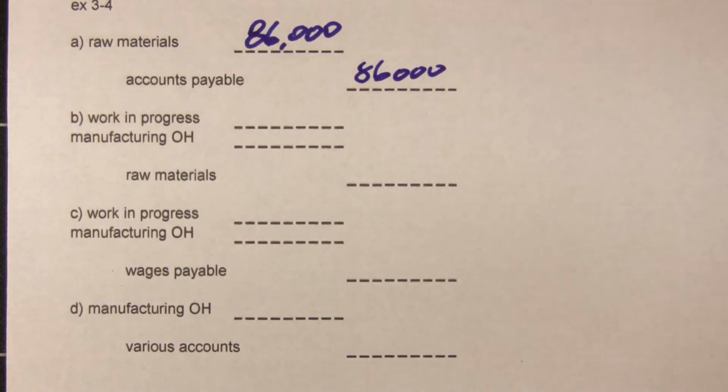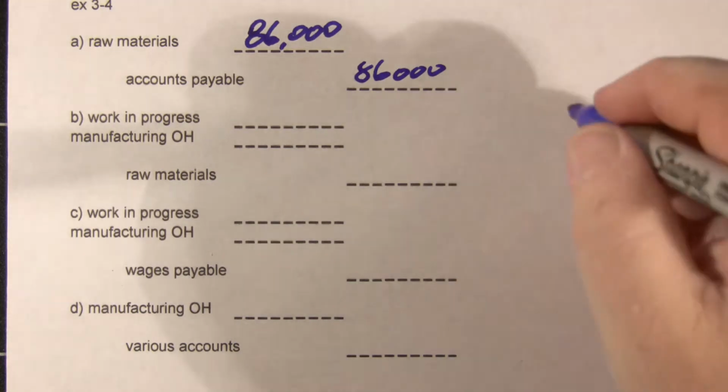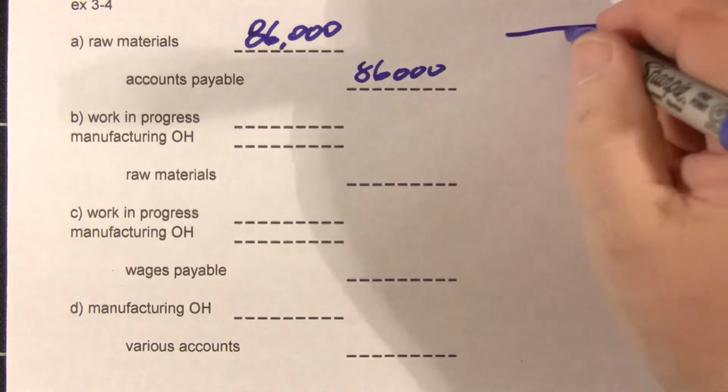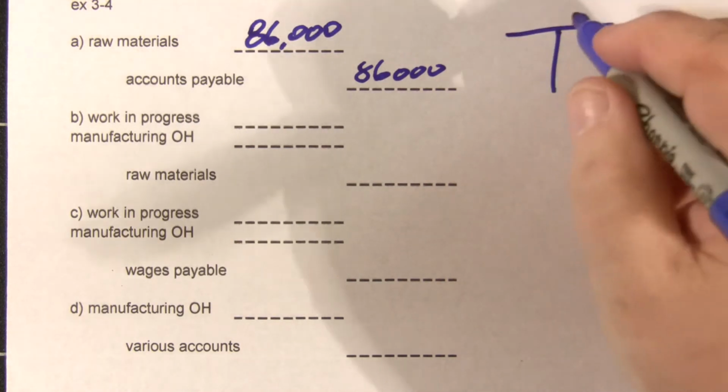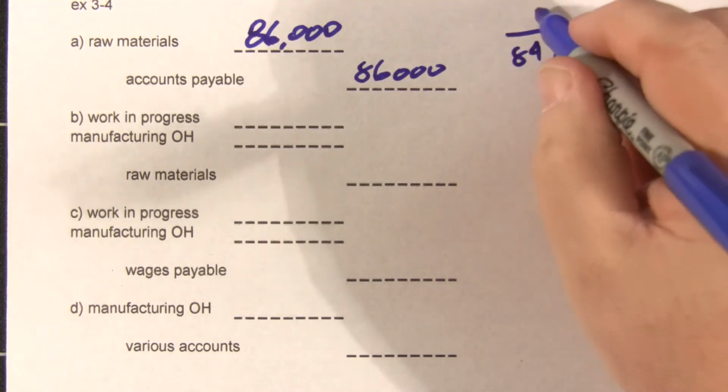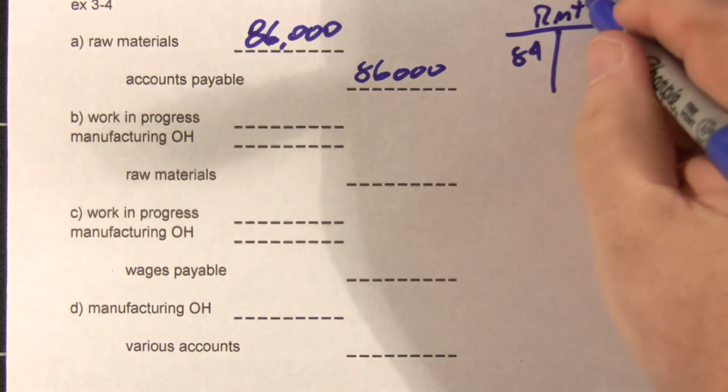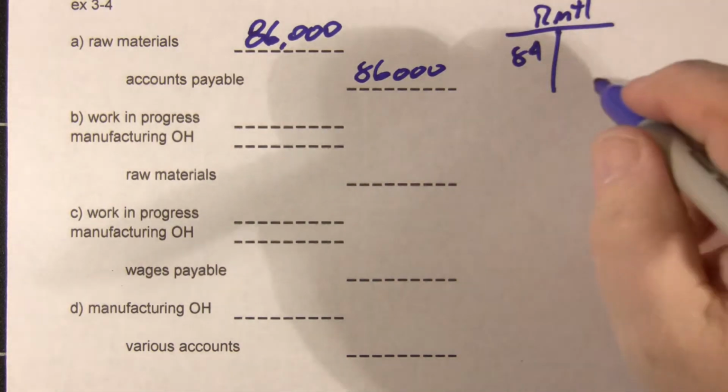The next thing it tells us, and this is a little bit new, this semester's stuff, is that $84,000 was requisitioned for use. So we took $84,000 out of this. Let me draw this little picture up here. We start out with 84 grand in our raw materials, and we're taking it out.